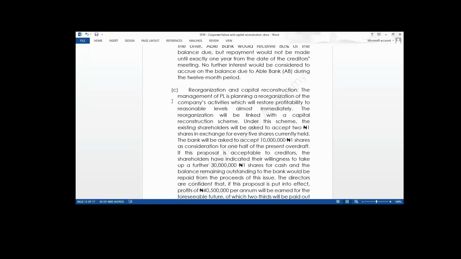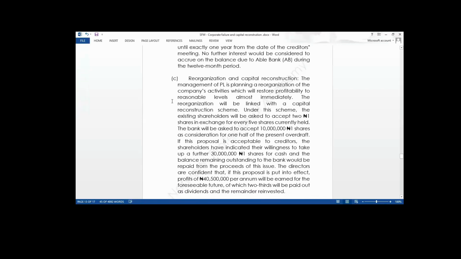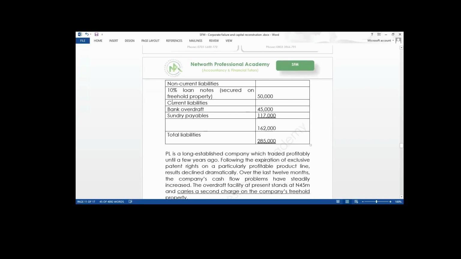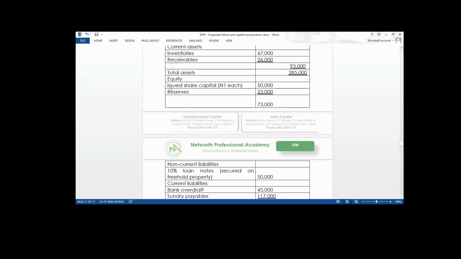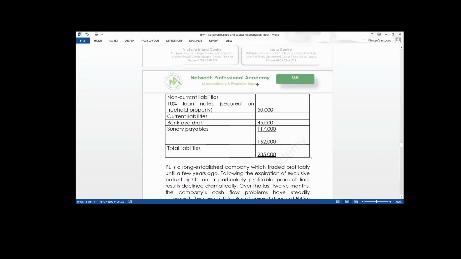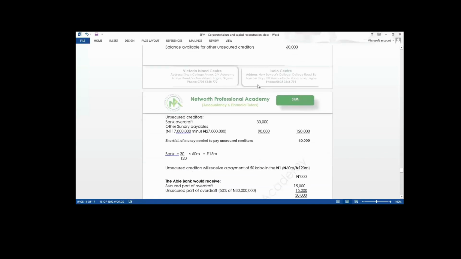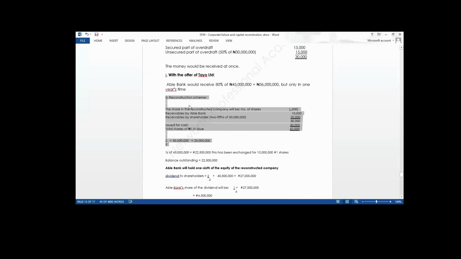We need to treat that first. You now ask yourself, how many shares do we have in this company currently? Let's go to the equity. Issued share capital, 1 naira each, 50 million. So how many shares do we have in this company? 50 million. Now, examiner says 2 for every 5 shares currently held. You are going to accept 2 shares for 5. Let's go to the workings.